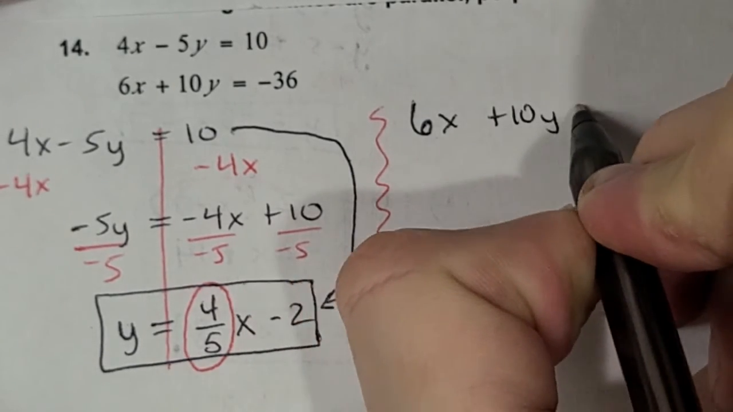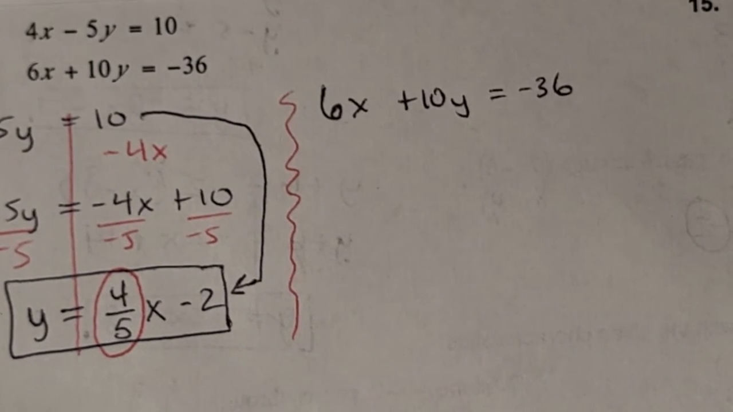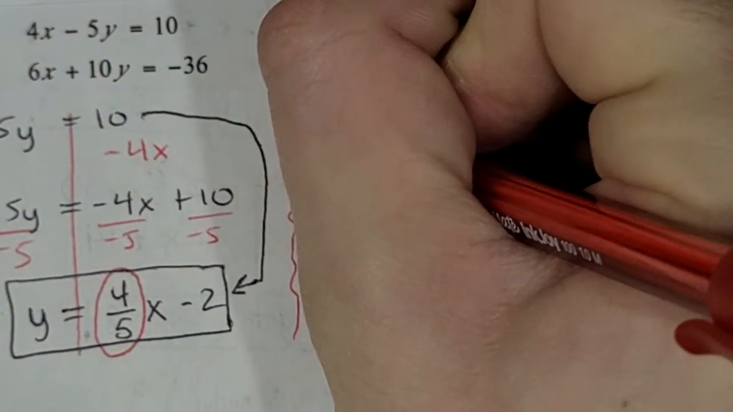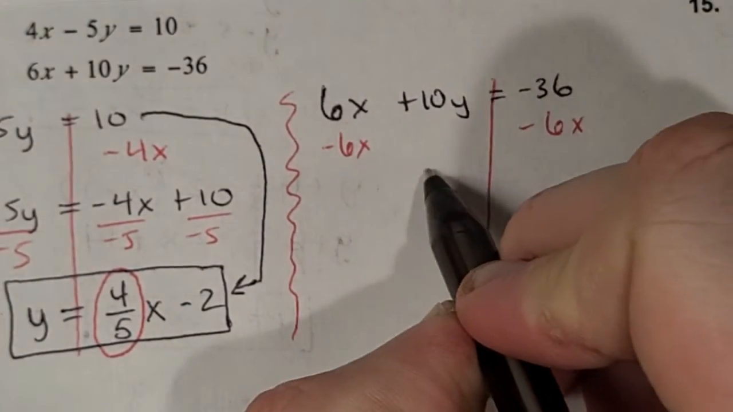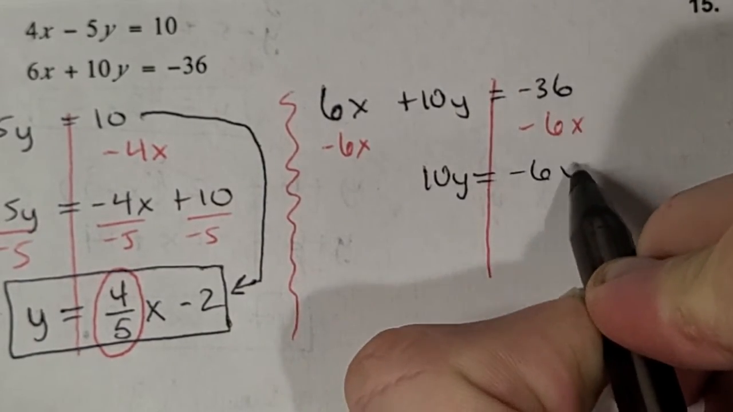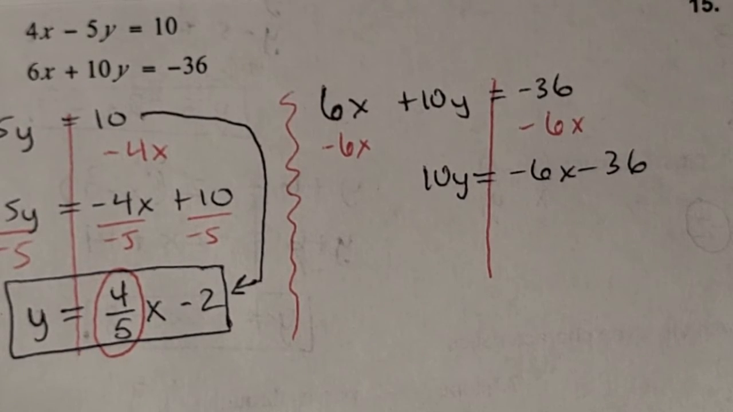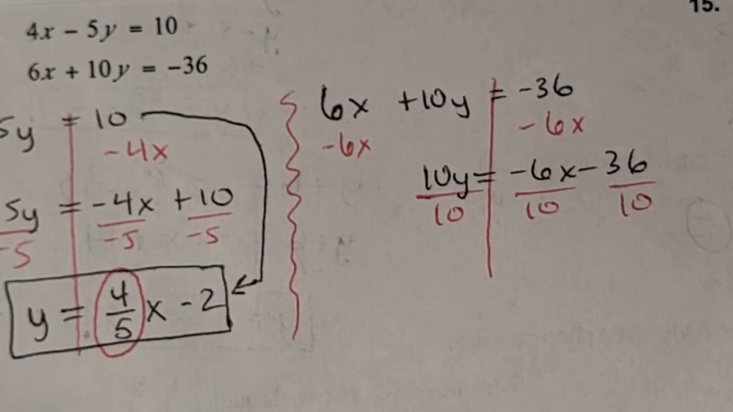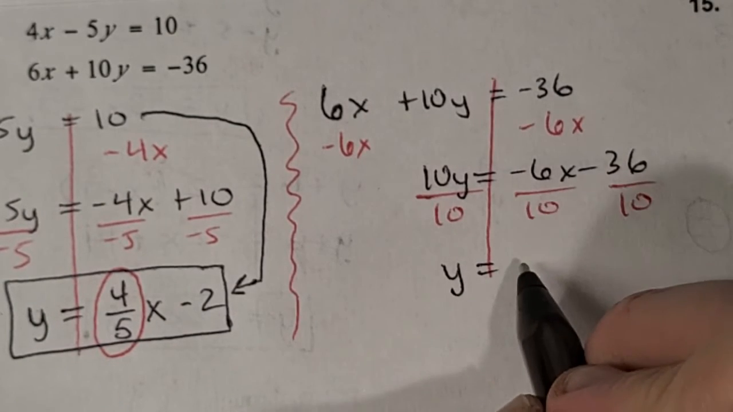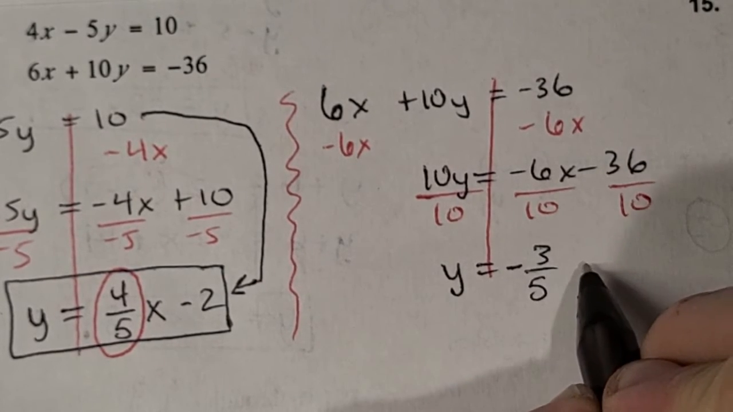6x plus 10y equals negative 36, and I'm going to do the exact same thing I just did. I'm going to start by getting my x term to the other side. So now I've got 10y equals negative 6x minus 36. Don't forget these are not like terms, one is an x and one is not. And lastly, I'm going to divide by 10. And I get y is equal to, let's see, negative 6 over 10. Well, negative divided by a positive is a negative. And 6 over 10 reduces down to 3/5.